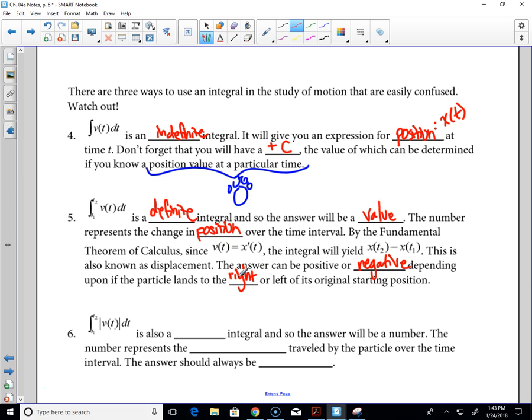Because if it lands to the right, isn't that positive displacement? Right. If it lands to the left, that's negative displacement. Good. Of its original starting position. You're having way too much fun with that.